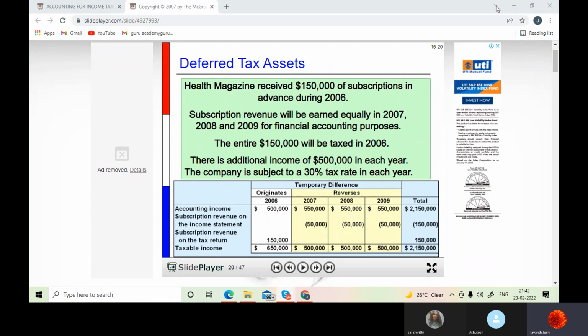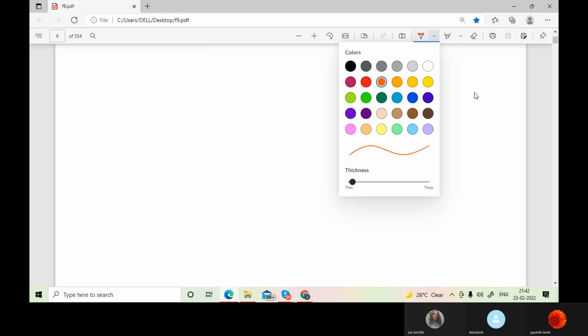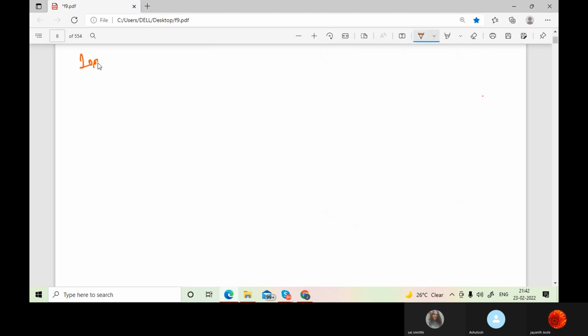Now, Health Magazine received 1,50,000 of subscriptions in advance. So you can understand when you receive income in advance, you can show that in tax returns, correct? But that has no place in the accounting income at first. But see, like for example, if someone paid me advance rent, suppose rental is 10,000 per month, and my tenant has paid me 1,20,000 in advance. So this I cannot recognize as an income.